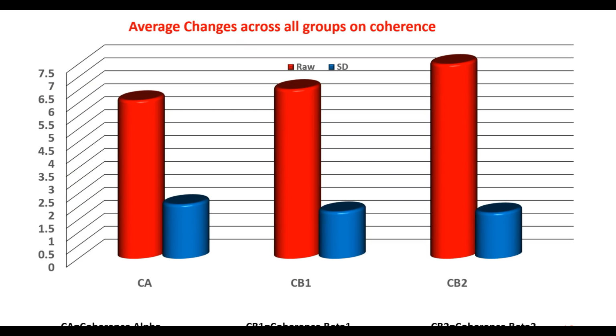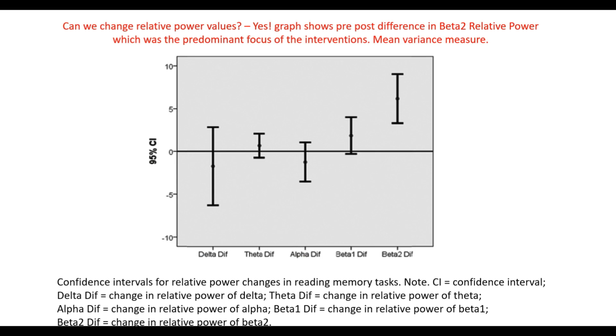These are the average changes across all groups on coherence values. Average about 6 to 7.5 on raw value, and about 1 to 2 standard deviations in terms of coherence alpha, coherence beta 1, and coherence beta 2. So the brain is very responsive to this intervention, this operant conditioning. Can we change the arousal levels? Yes. The value here on the far right, the beta 2 improvement, using confidence intervals and modern statistics, shows that we obtained a significant improvement in the relative power of beta 2.